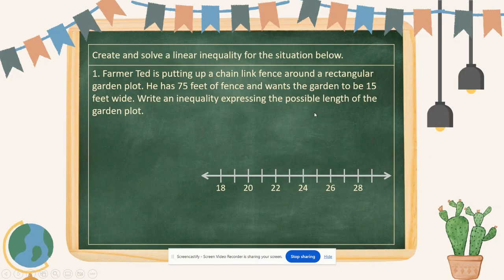For number one, we have Farmer Ted putting up a chain link fence around a rectangular garden plot. He has 75 feet of fence and wants the garden to be 15 feet wide. So we need an inequality representing that.